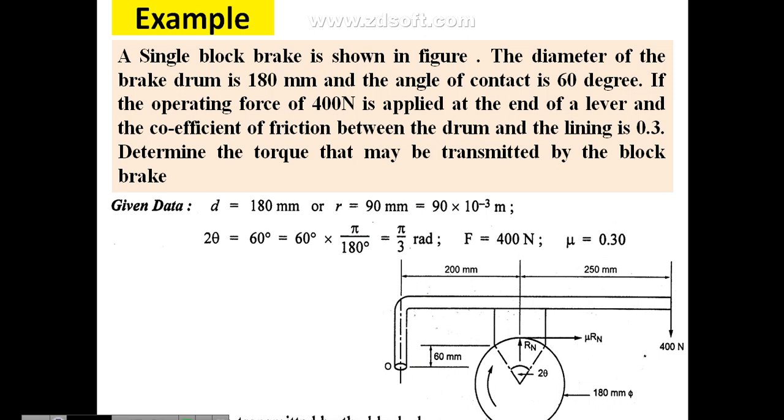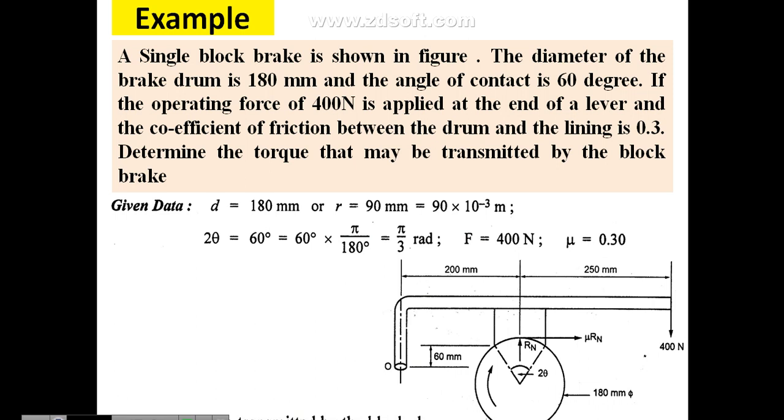Then coming to the example, this is the example we are going to see for this arrangement. A single block brake is shown in the figure. The diameter of the brake drum is 180 mm and the angle of contact is 60 degrees. An operating force of 400 Newton is applied at the end of the lever, and the coefficient of friction between the drum and the lining is 0.3. Determine the torque that may be transmitted by the block brake. They are asking for the braking torque, Tb, which is what you have to find.